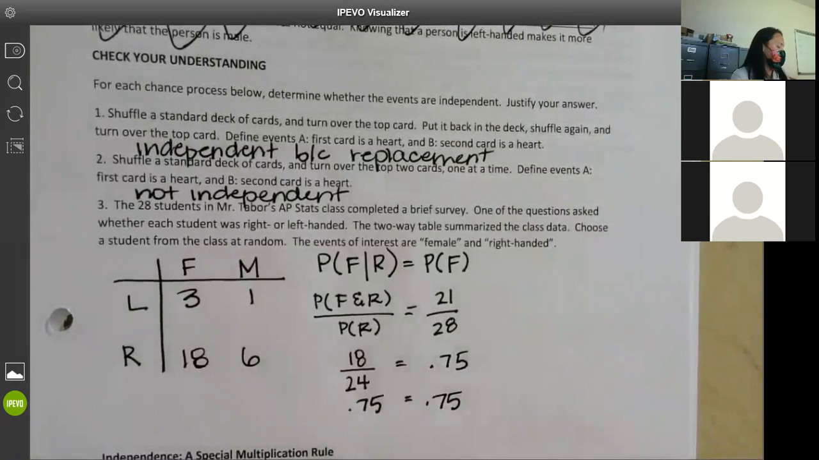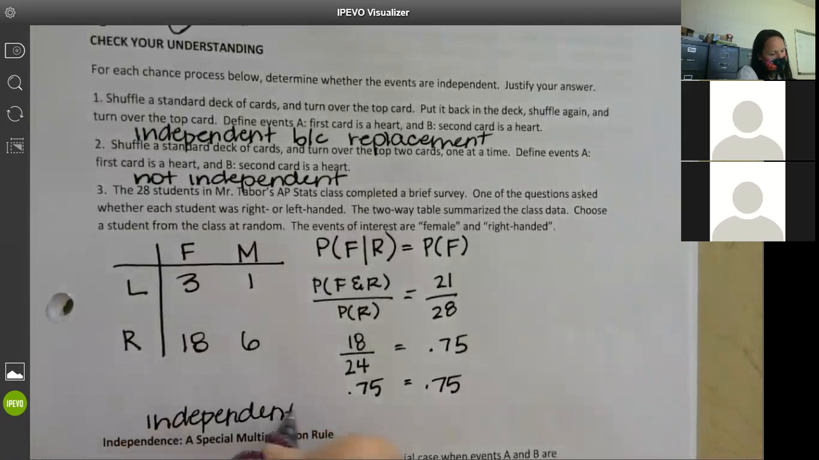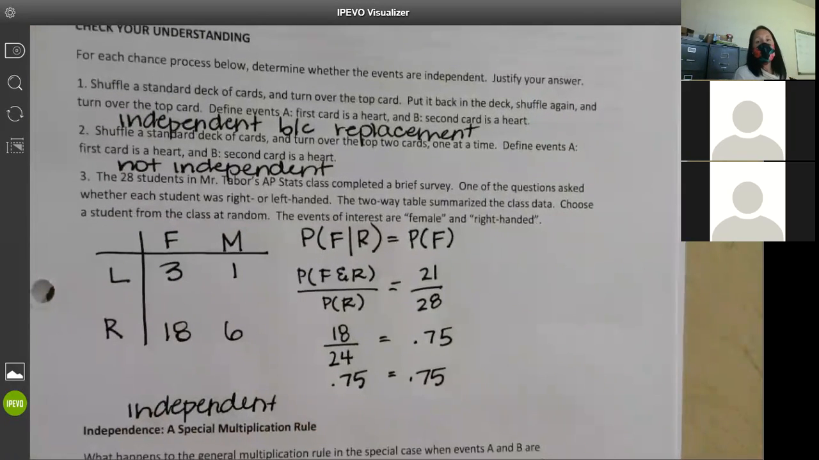They are equal. What does that mean? They're independent. You could have also done right-handed given female compared to right-handed. It's going to come out the same exact way. So don't worry about which way you do it, as long as you come up with the same.